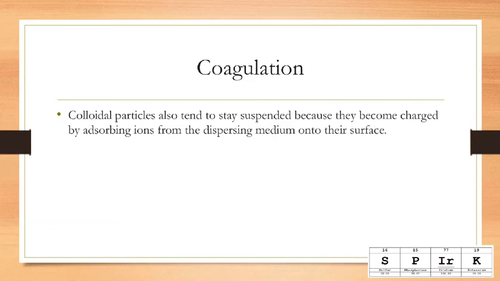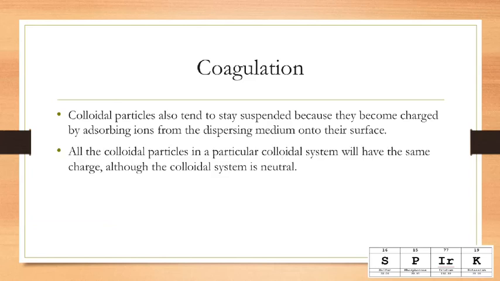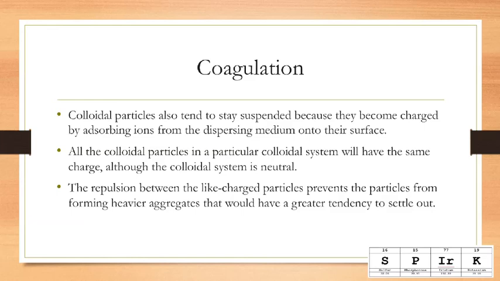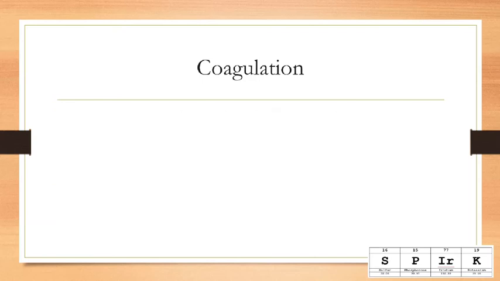Coagulation. Colloidal particles also tend to stay suspended because they become charged by adsorbing ions from the dispersion medium onto their surface. Now, adsorbing is different than absorbing. Adsorbing means that it attaches to the surface of something else. All the colloidal particles in a particular colloidal system will have the same charge, although the colloidal system is neutral. The repulsion between the like-charged particles prevents the particles from forming heavier aggregates or heavier clumps that would have a greater tendency to settle out.